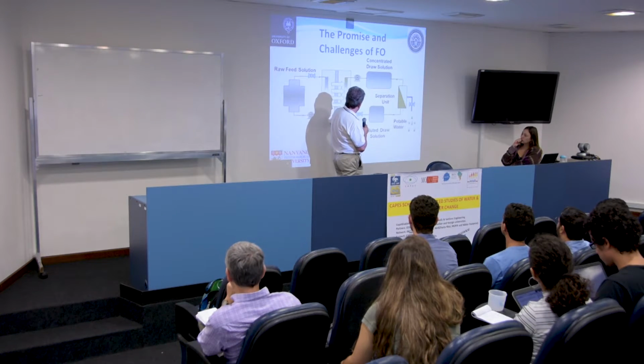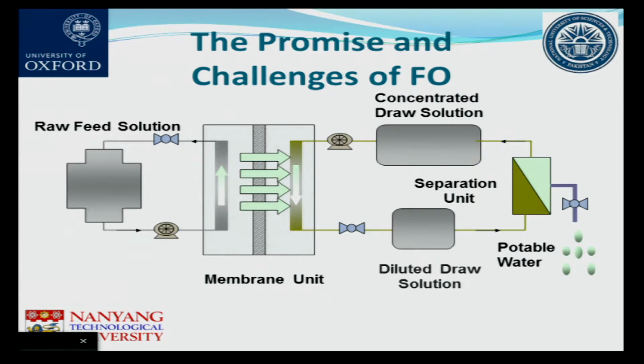So what I need to do is to have a kind of unit here which allows me to separate the draw solute, which is the kind of yellow stuff here, from the clean water. So as this goes round, it goes through here, this is separated, and that means that I have a diluted draw solution down here. So this is concentrated, it gets diluted because of the osmotic water moving into this tank, and then I separate out the potable water, that's the recycled water, and I send the concentrated draw back into the system.